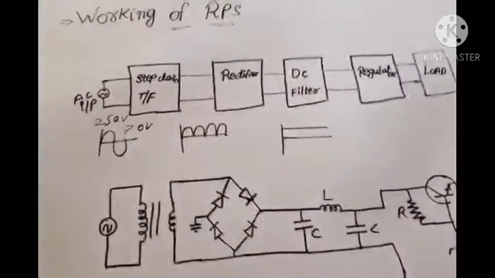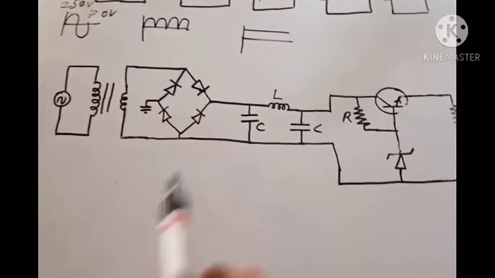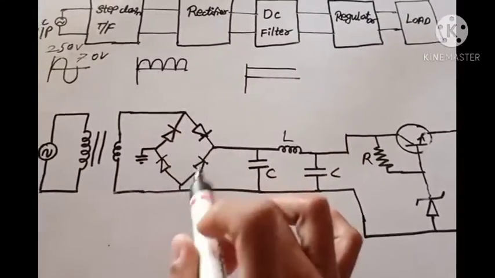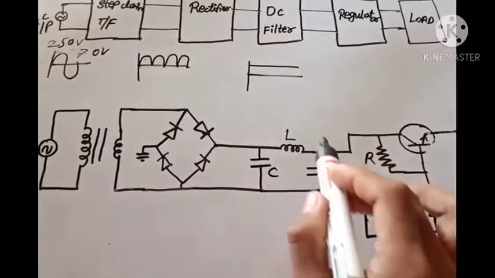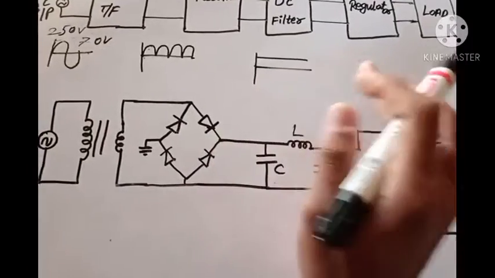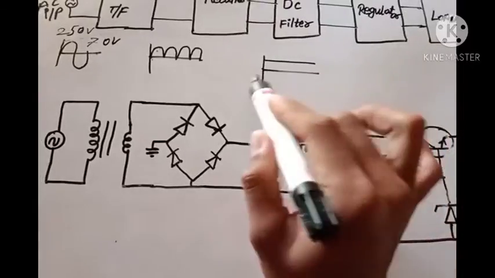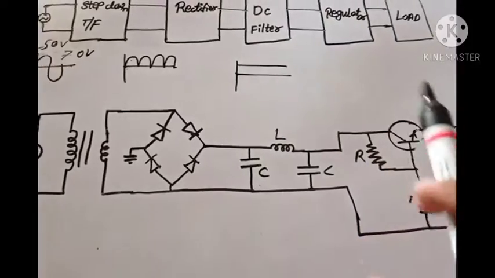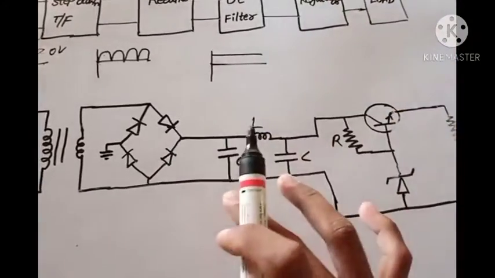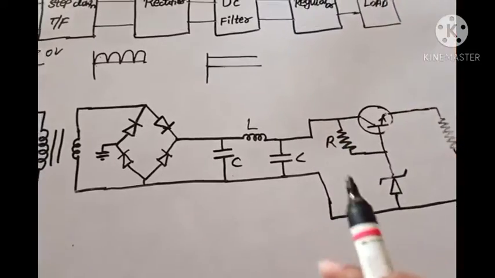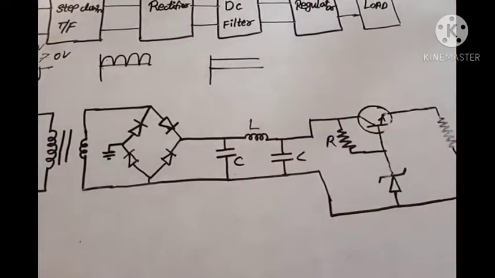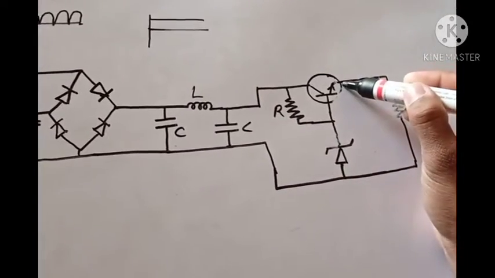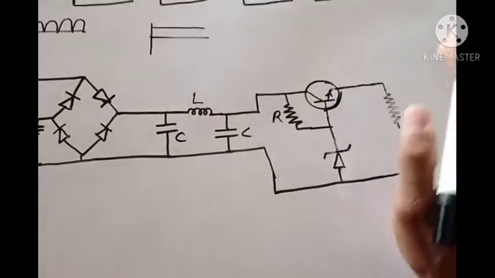So here is the circuit diagram of a regulated power supply. As we all know, a step down transformer and a rectifier give a pulsating DC output, and after a filter circuit we are getting a constant DC voltage. But what happens if the input varies? Then automatically the output will vary. So to reduce this rise and fall, or variation of output with the input, we are using a regulator in this circuit.